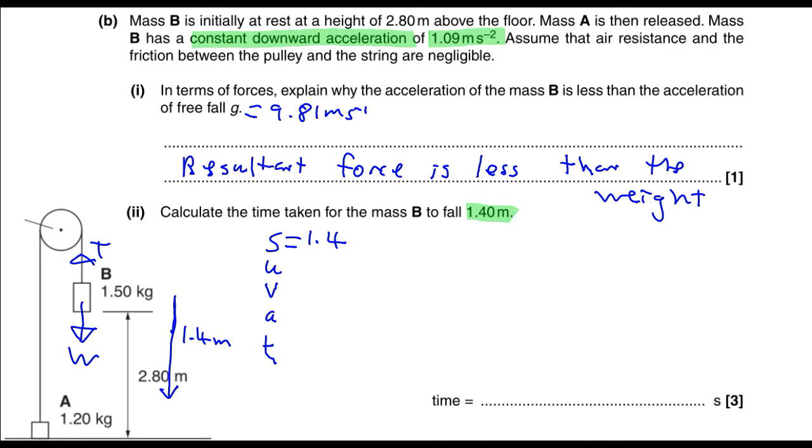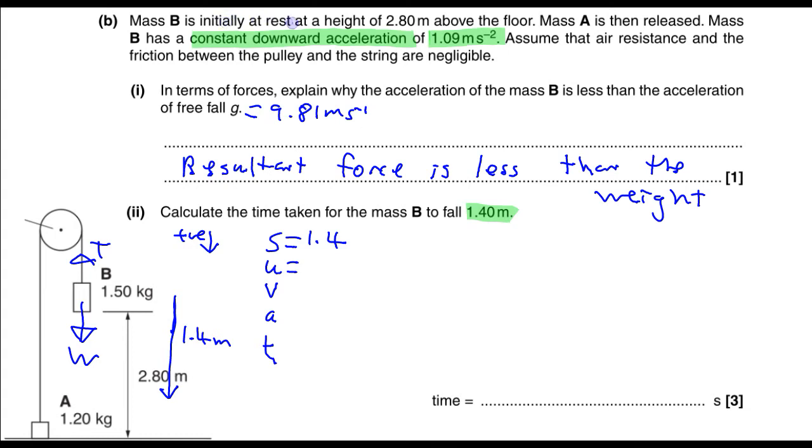And at this point, we need to decide on a positive direction. It doesn't really matter whether you pick up or down as positive, as long as you stick to the direction that you pick. But I'm going to pick down as positive because the object is falling down and gravity is acting downwards. It's a bit more convenient. Which means I put this 1.4 as a positive value, not negative.